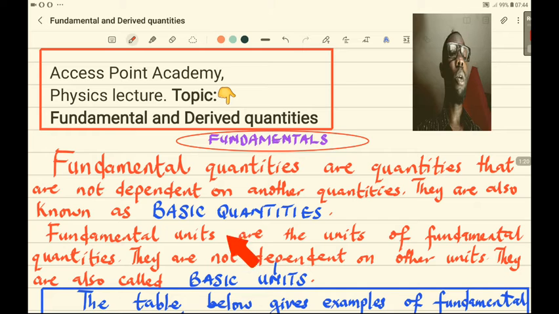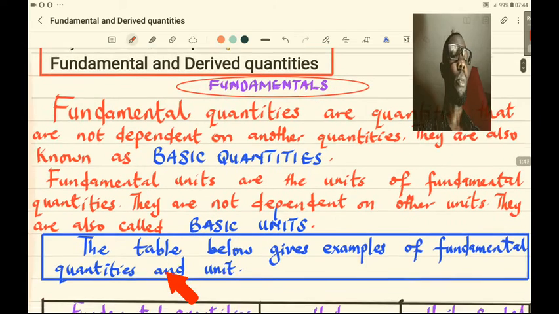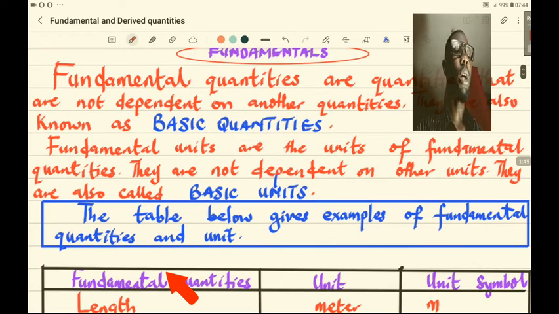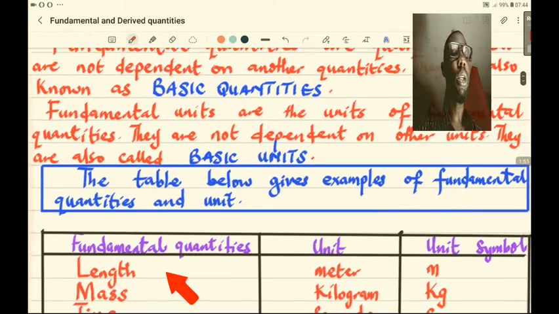In the same way, if we have basic or fundamental quantities, then we can also have their units. The units of the basic quantities are known as the fundamental units. So fundamental units are the units of fundamental quantities. They are not dependent on other units, and they are also called basic units. The table below will give us examples of fundamental quantities and their units.